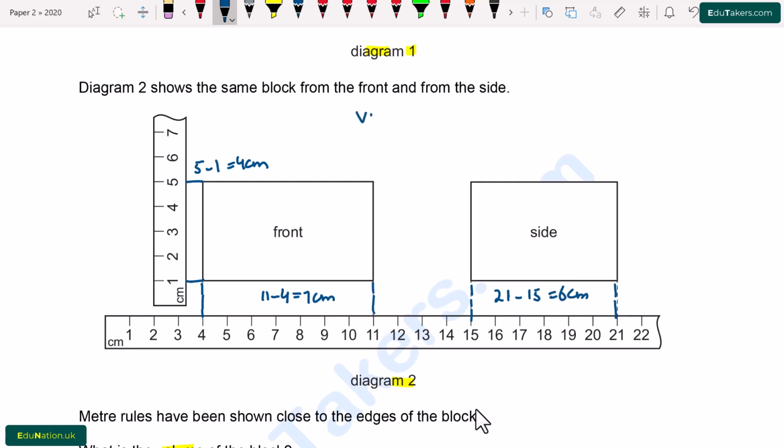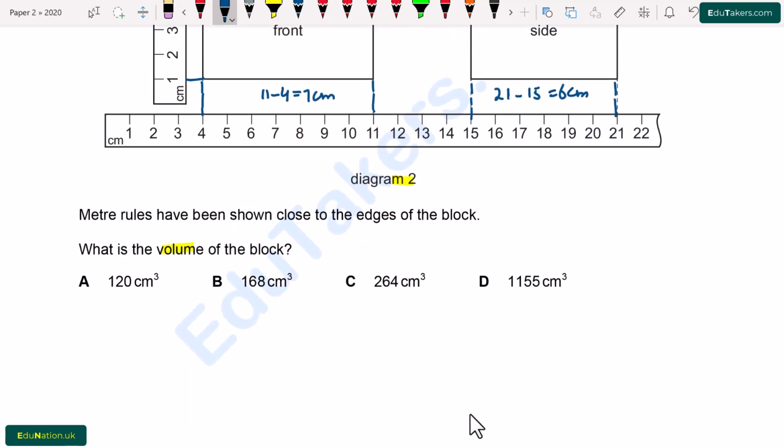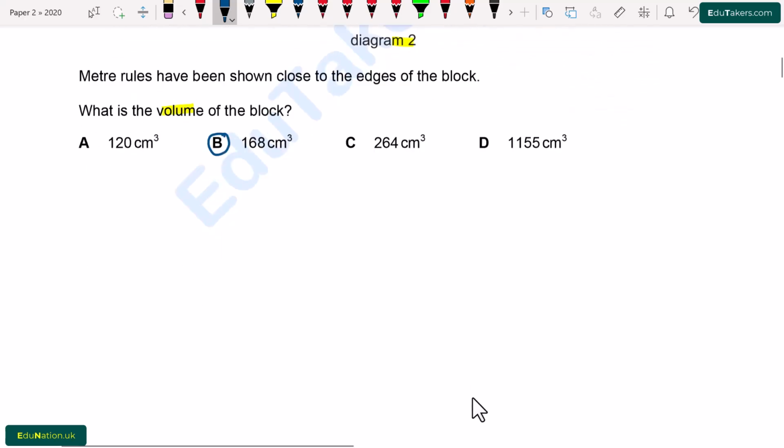So volume of the block will be equal to the product of the lengths of all of these sides. So I write here 4 multiplied by 7 multiplied by 6. It will be equal to 168. Unit will be centimeter cube. So from here option B is correct, which is equal to 168 centimeter cube.